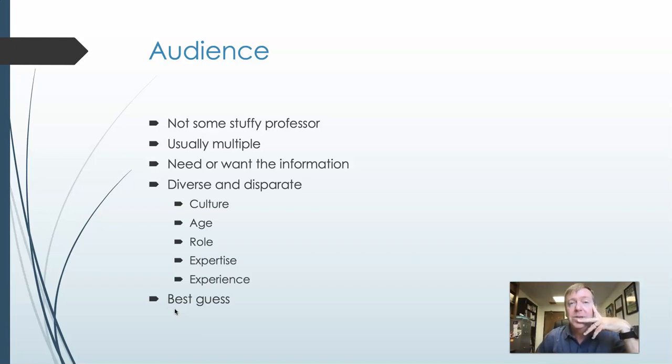So these are all considerations about audience. It's not just some stuffy professor that you have to turn your first paper in to see how they do it and then react from there.